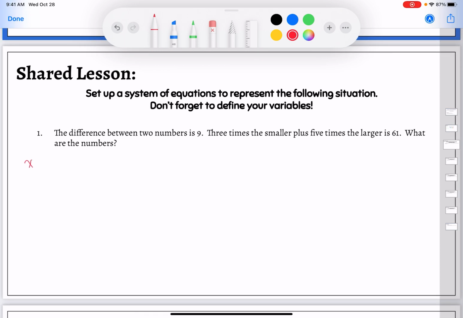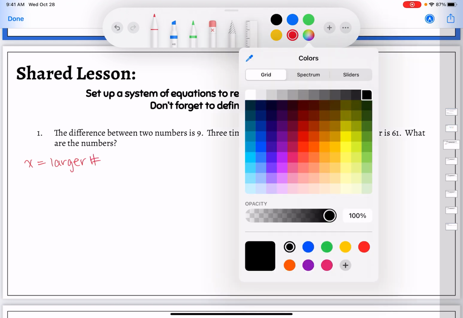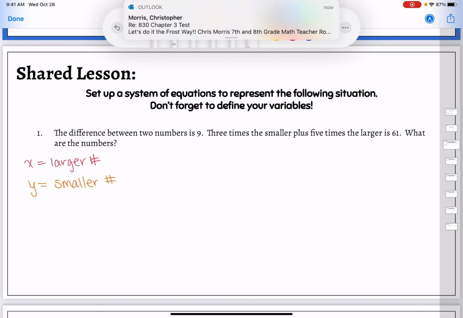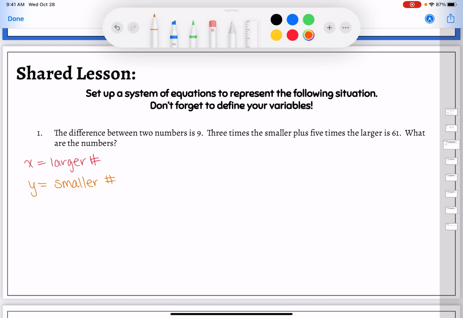Let's say that x equals the larger number, and we'll say that y equals the smaller number. Now, you could call the x the smaller number if you want and y the larger. You can define your variables however you want to, but just make sure that you're indicating which one is the bigger and which one is the smaller, because it might come into play when we talk about our sentences and writing our equations.